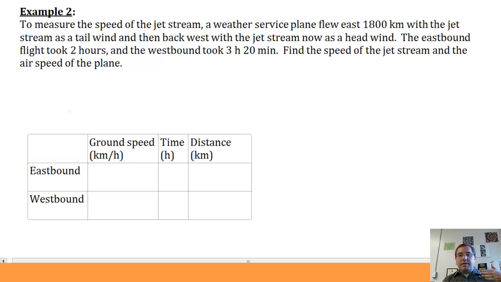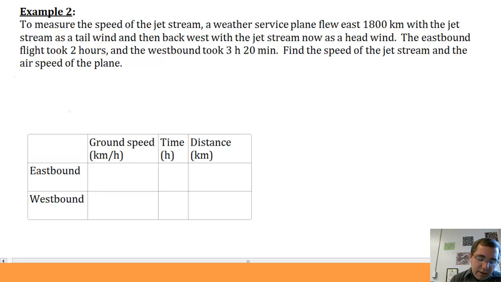Tailwind means that it's flowing with the plane. The wind is flowing in the same direction, so it's helping it. A headwind means it's flowing against the plane, and it's hurting the plane. It's decreasing the overall velocity of the plane.